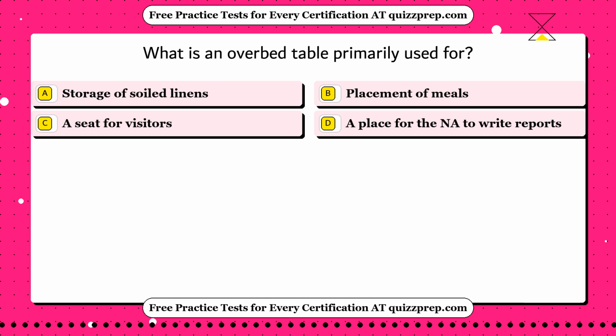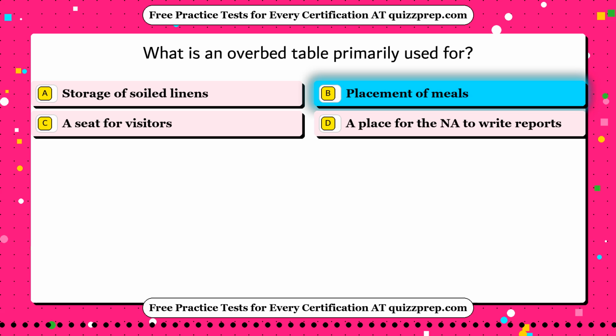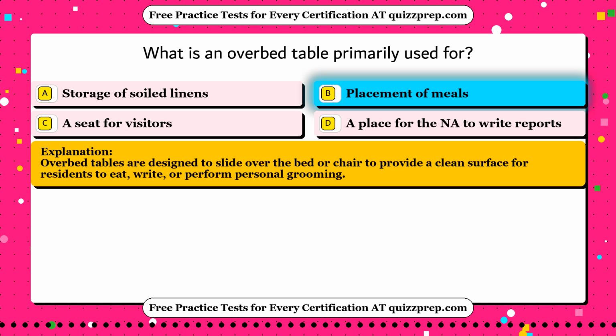Option B, placement of meals. Option C, a seat for visitors. Option D, a place for the NA to write reports. The correct answer is option B, placement of meals. Overbed tables are designed to slide over the bed or chair to provide a clean surface for residents to eat, write, or perform personal grooming.